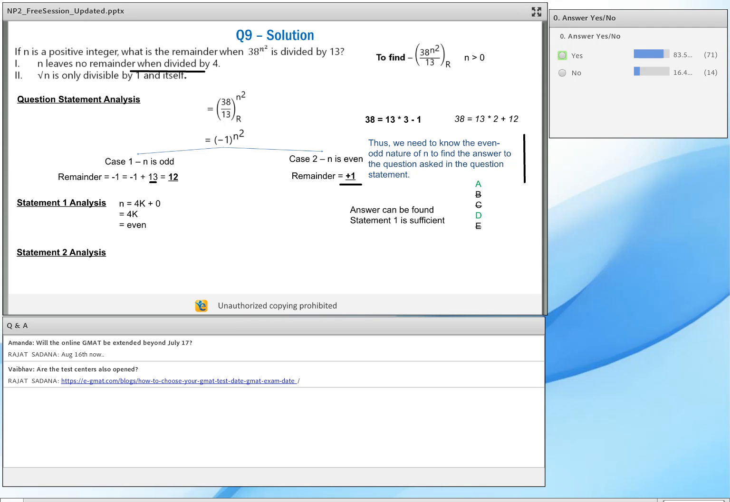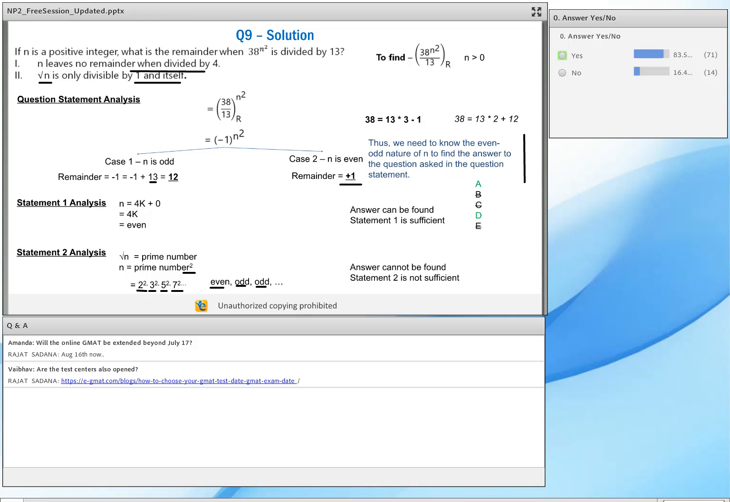Then statement 2. Statement 2 says the square root of n is only divisible by 1 and itself. The only number that's divisible by 1 and itself is a prime number. So the square root of n is a prime number, which means n becomes the square of a prime number. Now, what does that mean? It means n can be 2 square, 3 square, 5 square, or 7 square, which means n can be either even or odd. Why? Because 2 square is even, and 3 square is odd. And because n could be either even or odd, it doesn't give me one definitive answer.